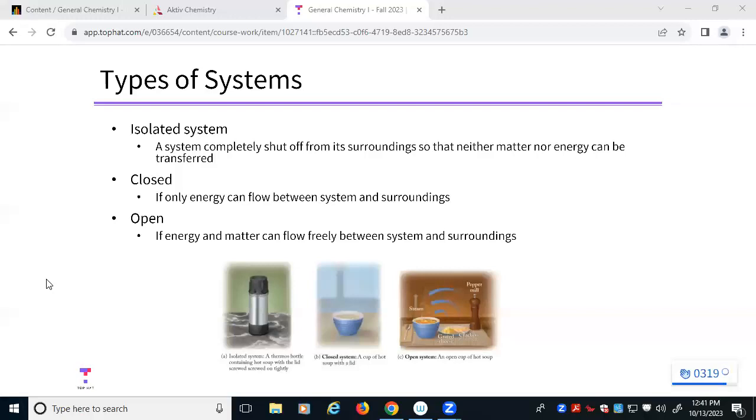However, that barrier, the vessel itself, is not sufficiently insulated to keep energy from moving in and out. An easy example to think of when it comes to a closed system is something like one of those water bottles that's got a screw-on lid. You know as well as I do that so long as the lid is closed, I can't drink out of it. So matter can't go in or out of that system.